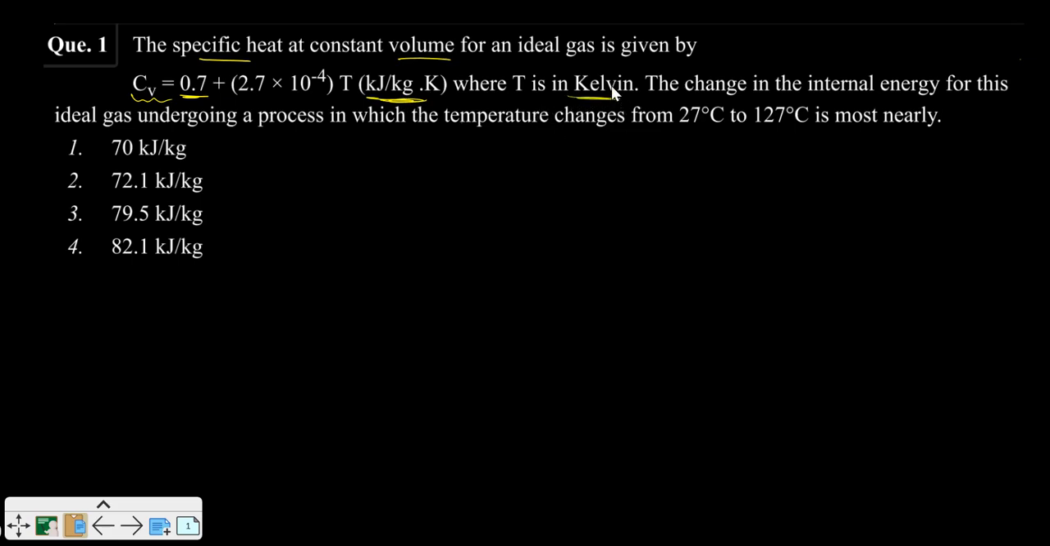The change in internal energy for this ideal gas undergoing a process in which temperature changes from 27 degree to 127 degree centigrade, right? That means we need to find out the value of change in internal energy.